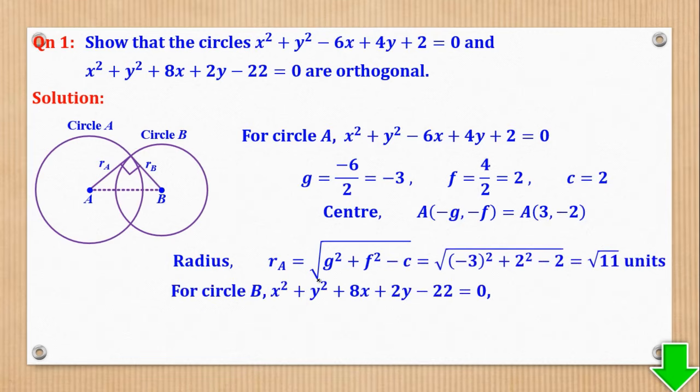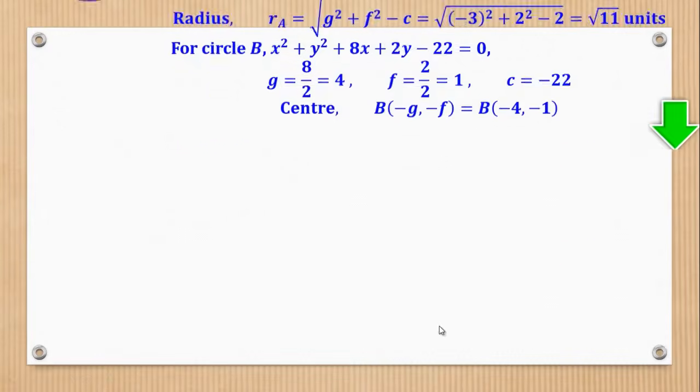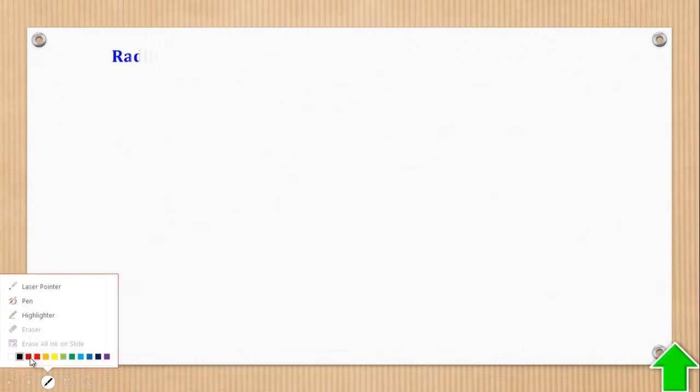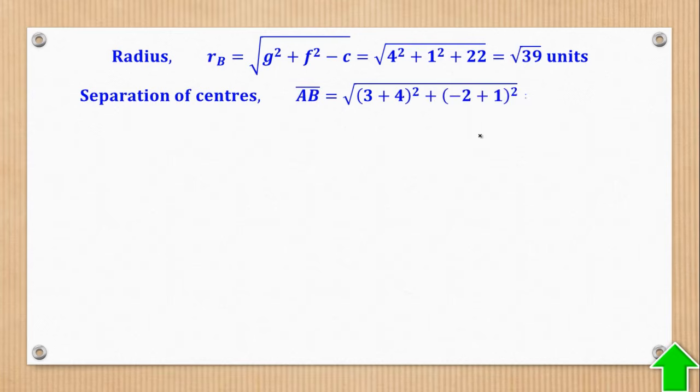That was circle A. What about circle B? For circle B, we have that. Therefore the center is given by that. What about the radius? The radius will be given by that formula, which gives you this. So now I have the radius and I also have the center. Therefore the separation of the centers is given by this. I think you remember the distance between 2 points.